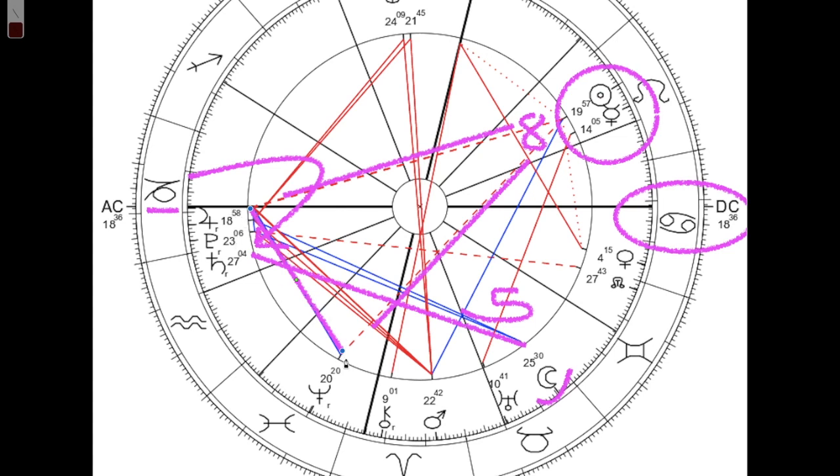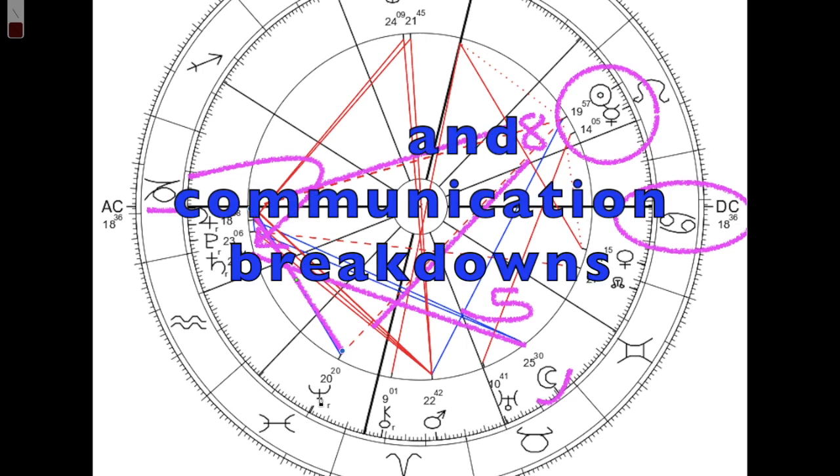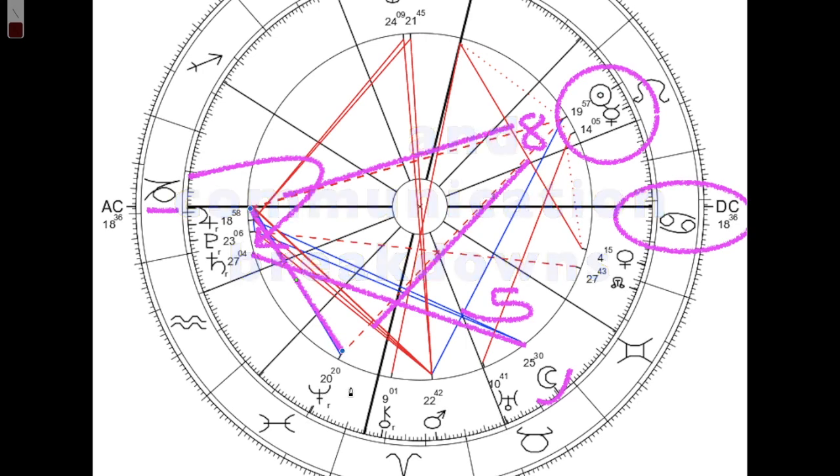then the 3rd house rules travel, short distances, being within the neighbourhood. Neptune is lies about riding a bike. That's what this is. Complete lies. It's not true. She wasn't riding a bike on the 10th. I don't believe it. I didn't believe it when I did the first chart, and I don't believe it now.